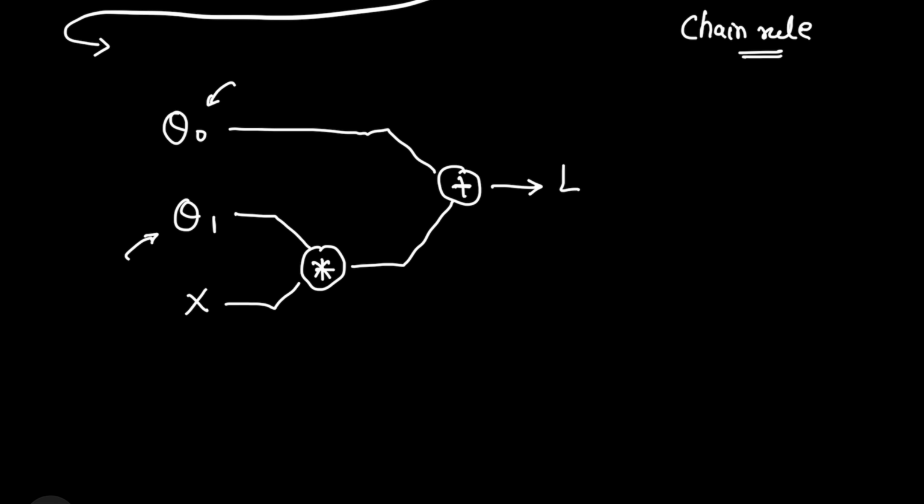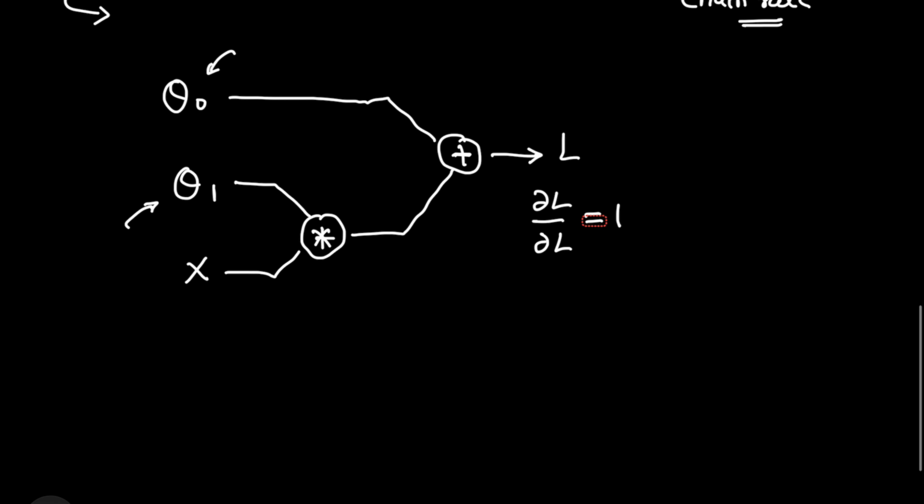Let's understand this by an example. What would be del L over del L? That means if I differentiate the loss function with respect to the loss function, I will actually get 1. Now you might be wondering, why am I doing differentiation? You'll understand it in a while.